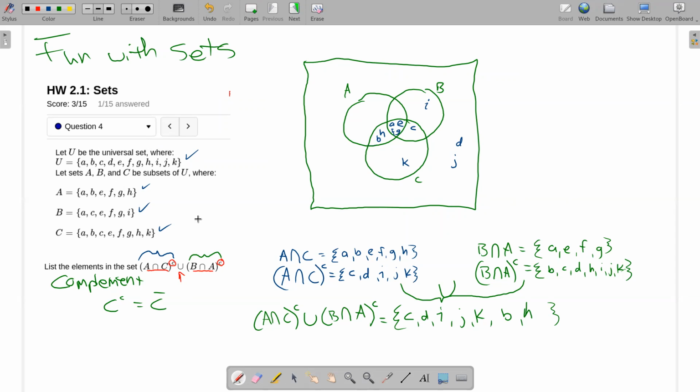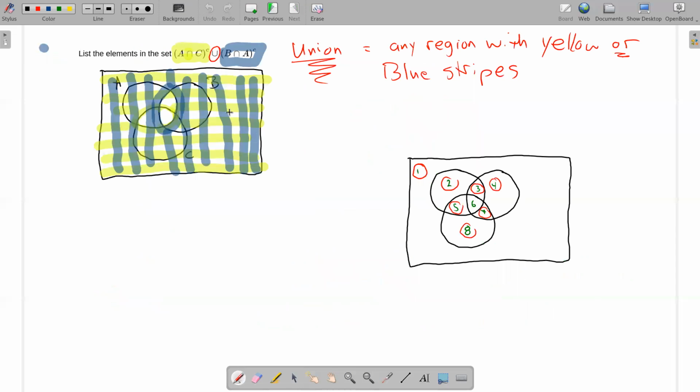Now my pictures took a different approach. Instead of looking at the elements to do that, I just kind of thought about this thing and I just identified where is set A intersect C? Where is its complement? Where is set B intersect A? Where is its complement? And then the union means just grab everything that has yellow or blue stripes and you're done. 2 different approaches led to the same answer. Now, sometimes one way is easier than the other. Sometimes they're both just hard. And this problem is just a tough problem.